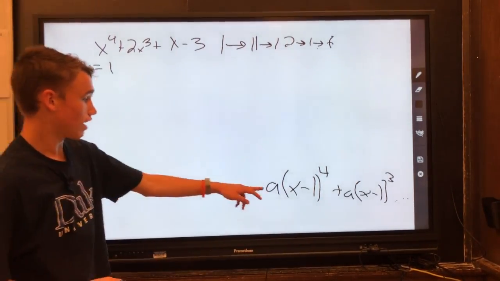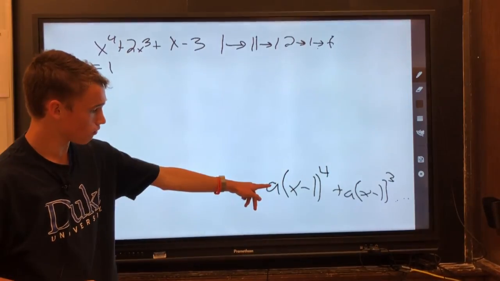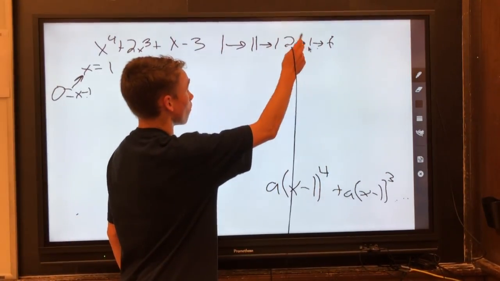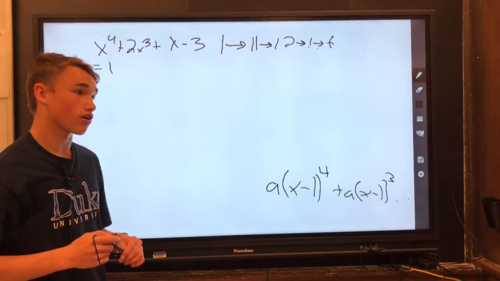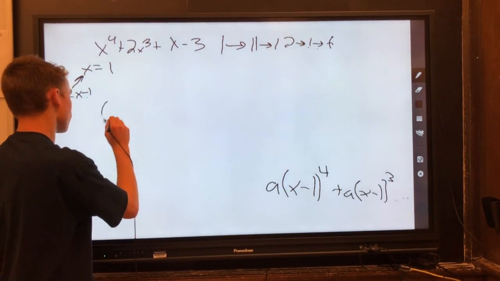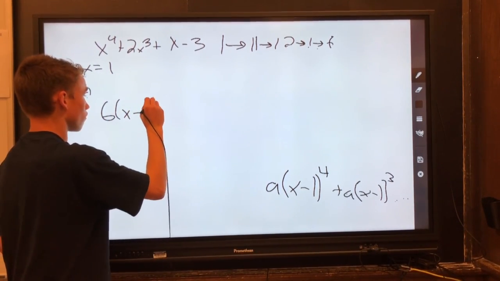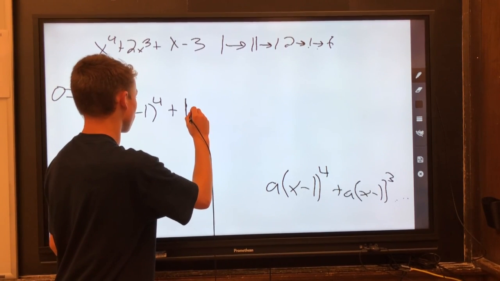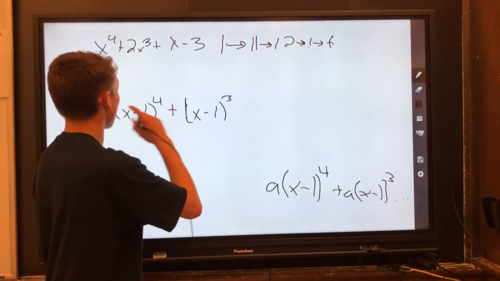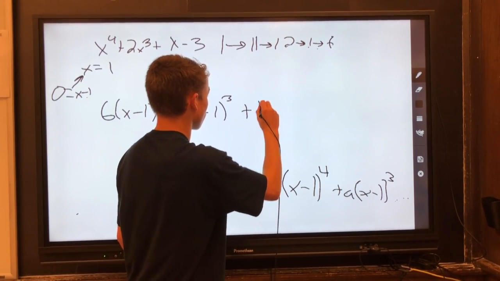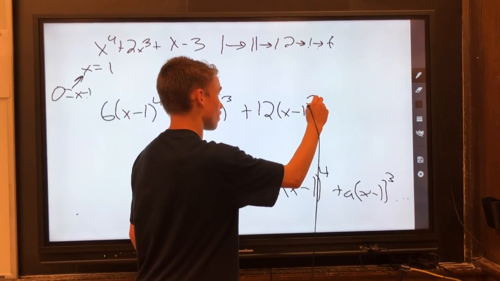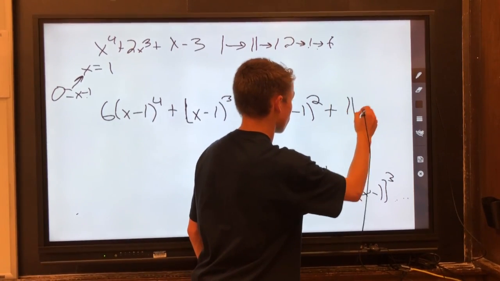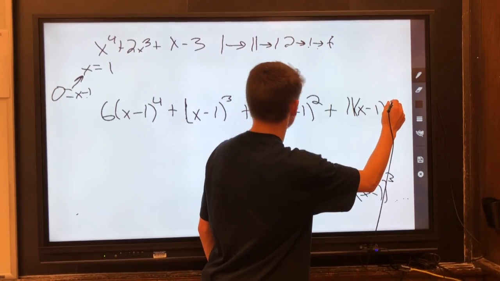Okay, so the way we do this is that the number here that's a is always going to be equal to 6, and then this next a is always going to be equal to 1, and then 12 and 11, etc. So first one is going to be the remainder, so 6 (x minus 1) to the 4th power, and then plus 1, or there's no need to write the 1, so just (x minus 1) cubed plus 12 (x minus 1) squared plus 11 (x minus 1) plus 1.